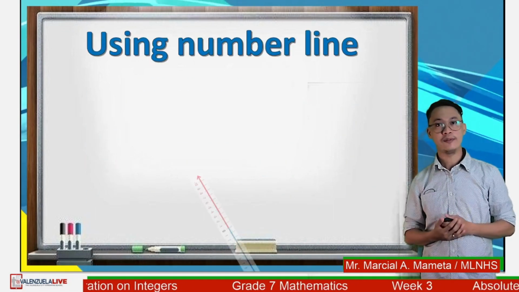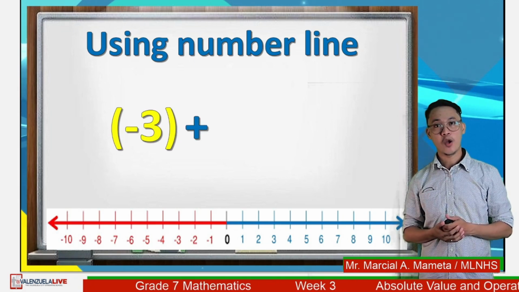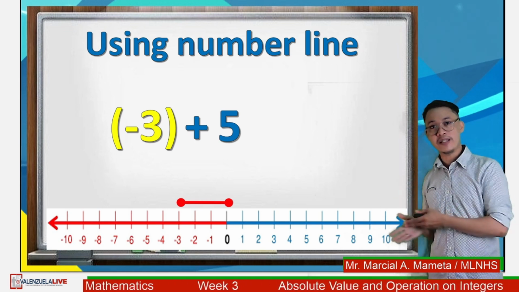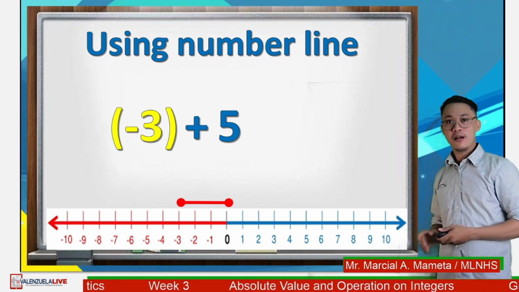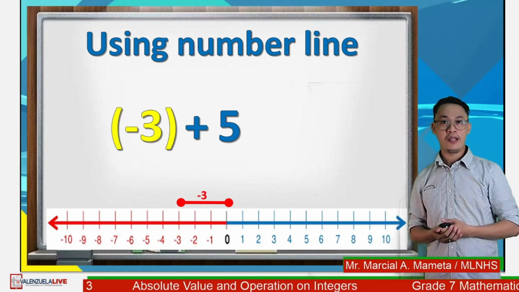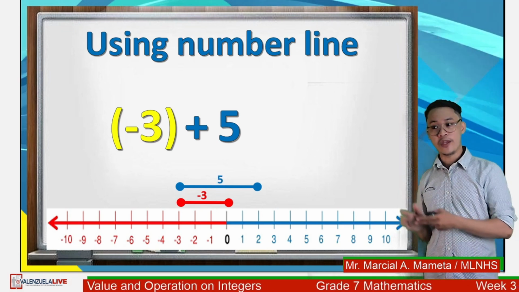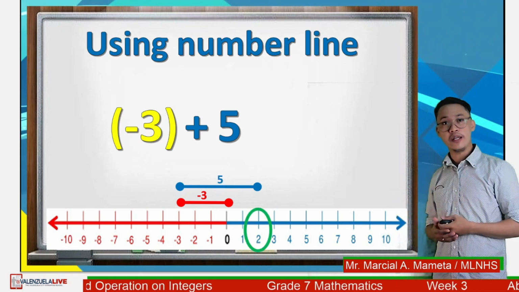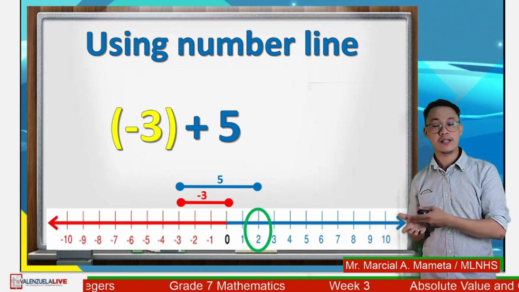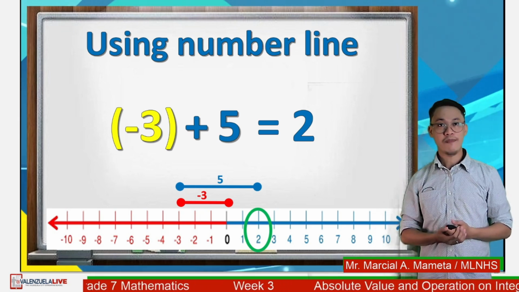How about this one? Negative 3 plus 5. So by tracing on a number line, this is negative 3, from 0 to negative 3. And add 5. So we have our difference, which is 2, the difference of the two line segments. So therefore, negative 3 plus 5 is equal to 2.